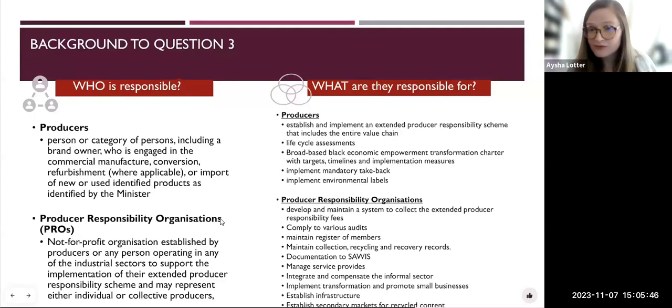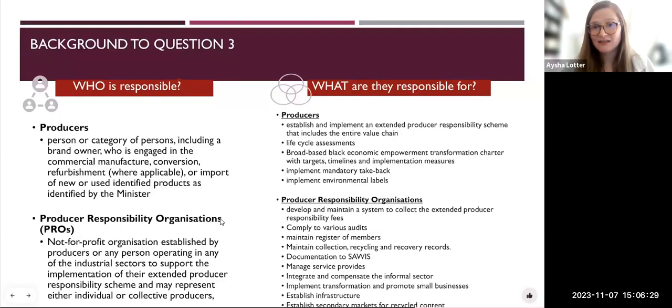For the PROs, we see this need to develop a whole system to collect the fees, to comply with different audits, to maintain a register, to ensure collection, recycling and recovery records are taken, and then make sure that that documentation is handed over to SAWIS, which is the South African Waste Information System. They also need to then manage service providers and integrate and compensate the informal sector, as well as promote small businesses, establish infrastructure, and establish secondary markets for the recycled content.